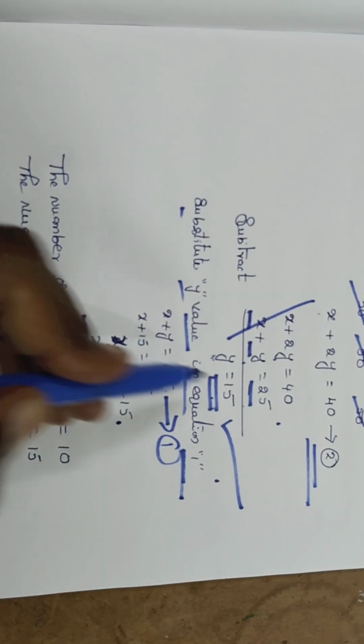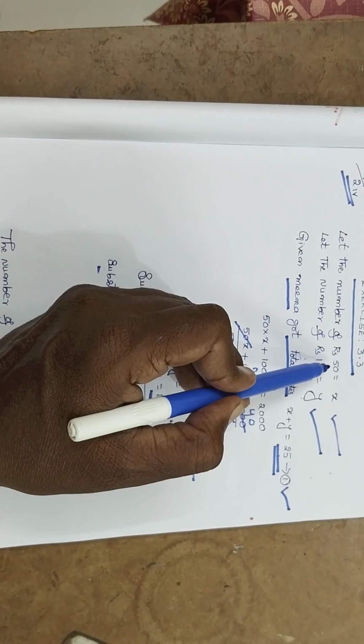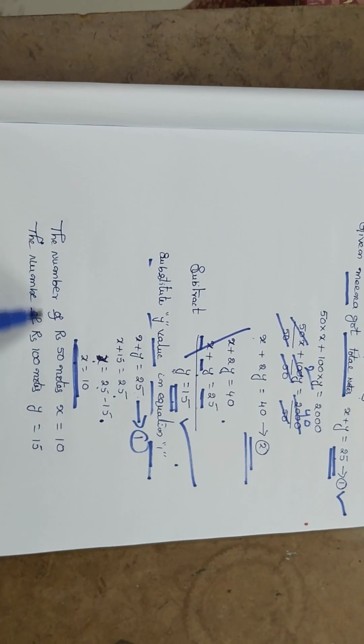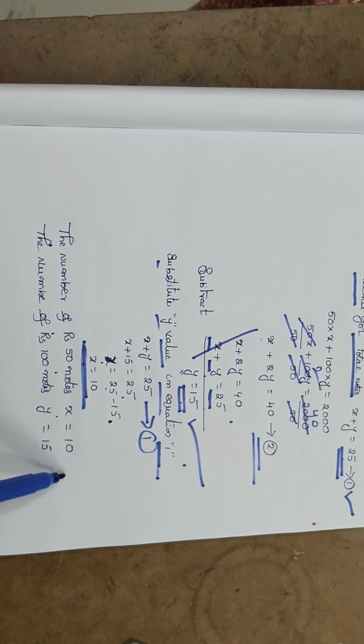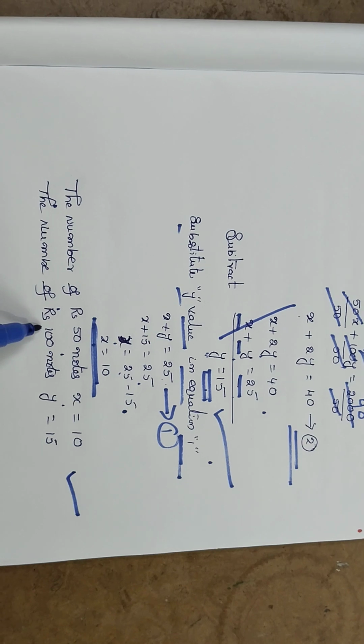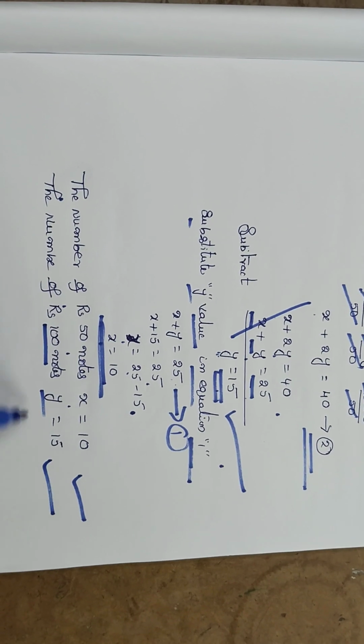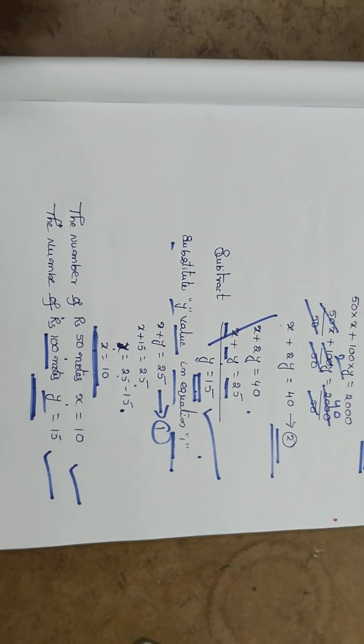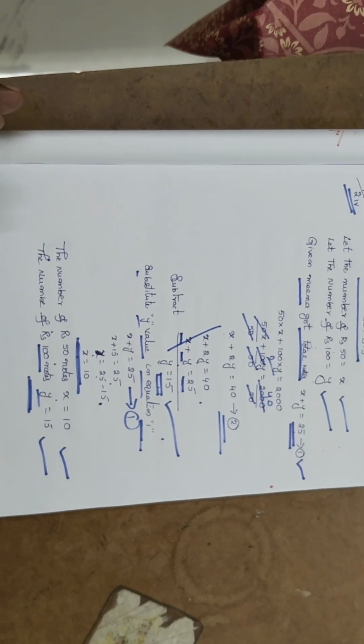What is x? The number of 50 rupees notes, x, is equal to 10. The number of 100 rupees notes, y, is equal to 15. This is the solution.